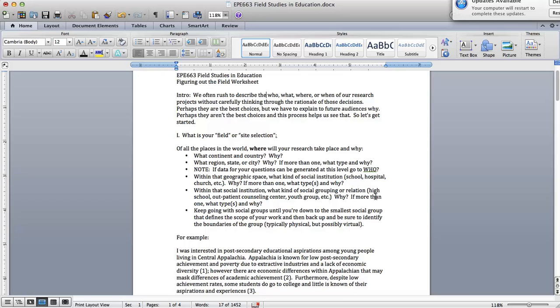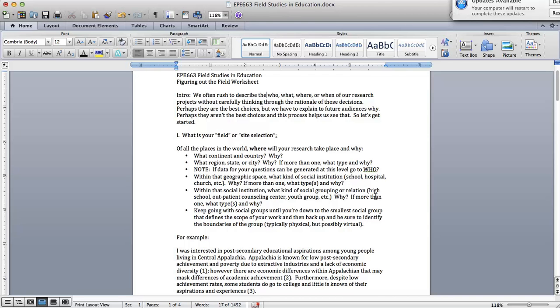What region, state, or city? Is this something that could happen anywhere in the country you've chosen? Or is it an East Coast problem or a West Coast problem? Or is there a very specific state policy, so the only place you could ask and answer these questions is in a particular state or region? And why? What are the reasons for that?